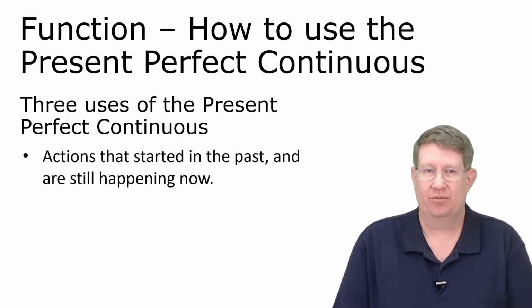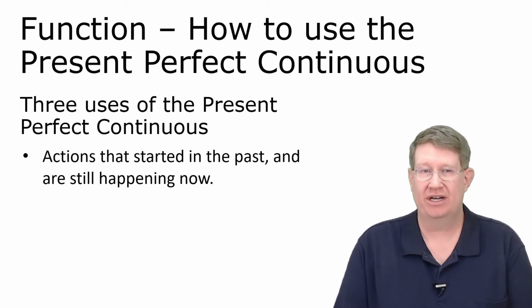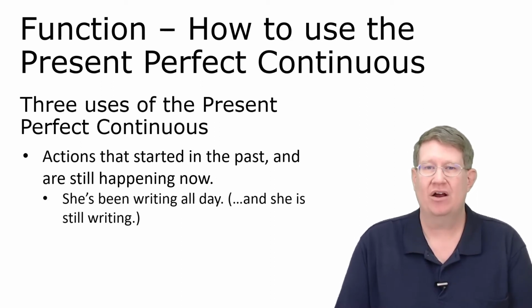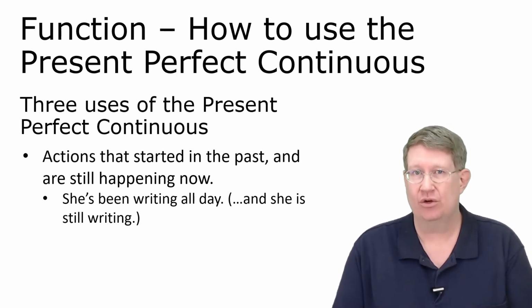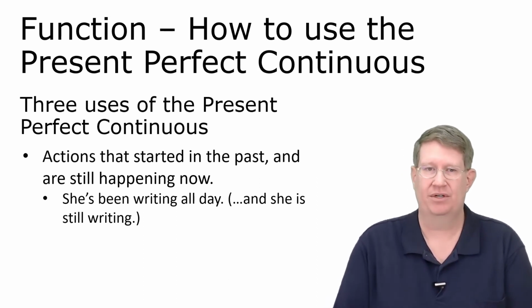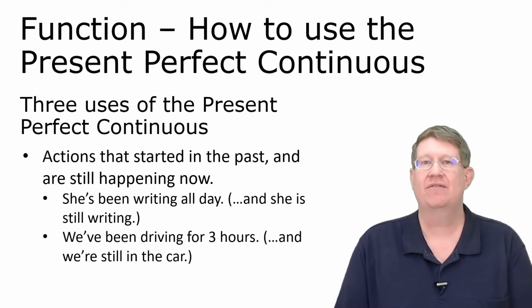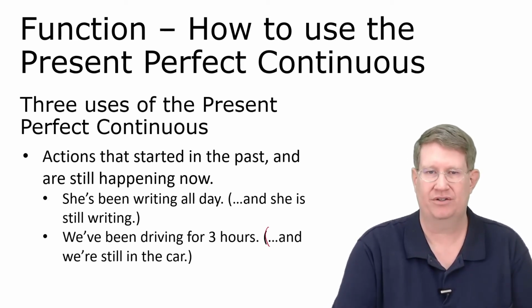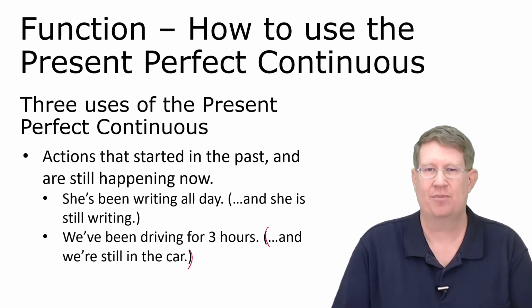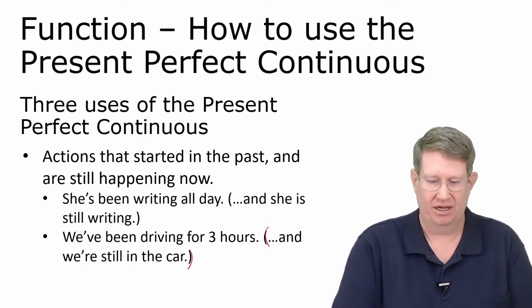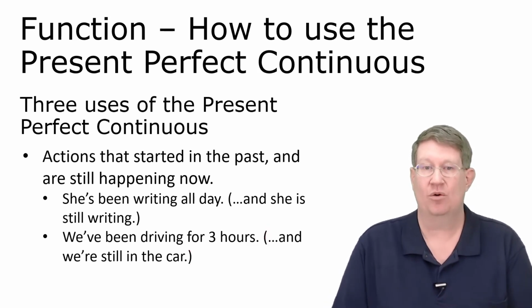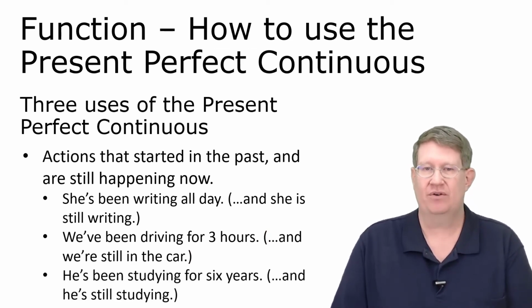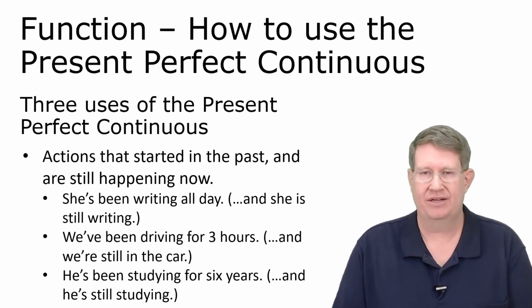So the next use of the present perfect is actions that started in the past and that are still happening now. She's been writing all day, and she's still writing now. That action has continued up until now. We've been driving for 3 hours, and even if I don't say this part here, the part that's in brackets, people will understand that we're still in the car. We're still driving now. He's been studying for 6 years, and he's still studying.